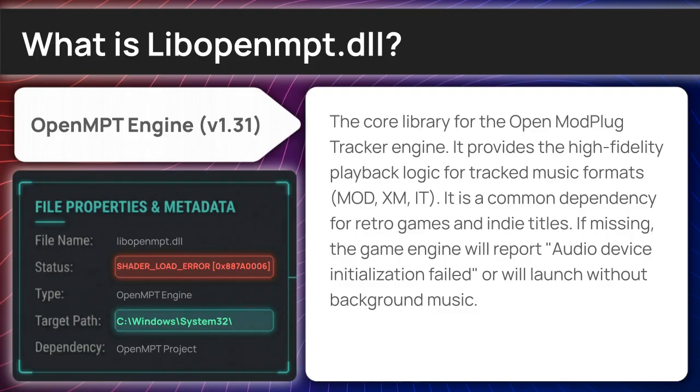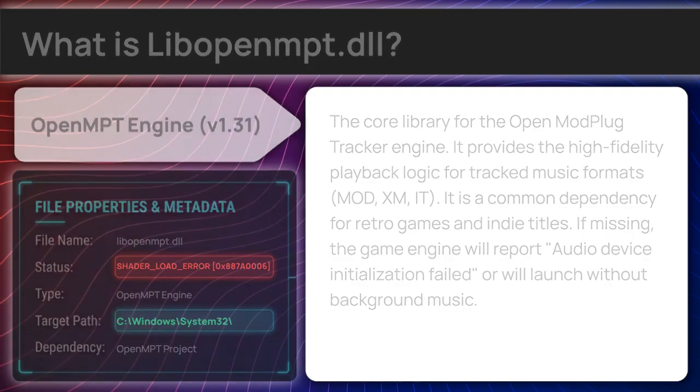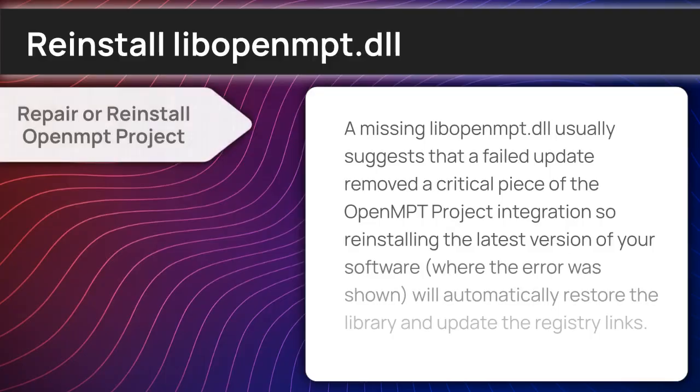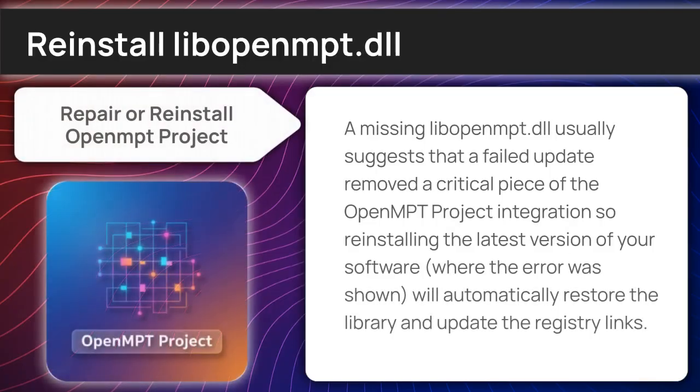Now that the technicals are covered, let's run the official installer. A missing Libopenmpt Module Tracker Library DLL usually suggests that a failed update removed a critical piece of the OpenMPT project integration, so reinstalling the latest version of your software, where the error was shown, will automatically restore the library and update the registry links.